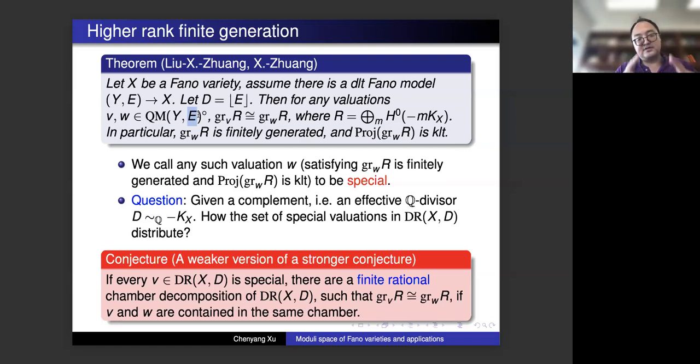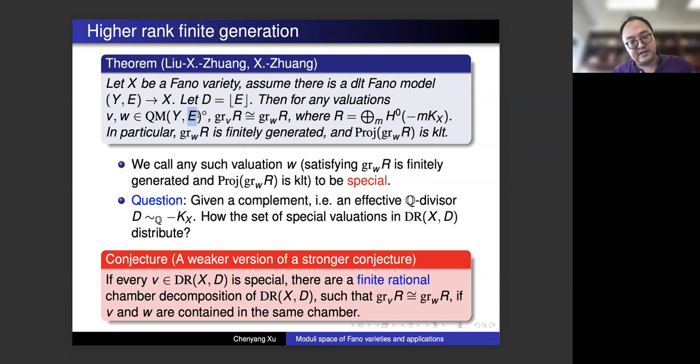And then this dual complex looks like a simplex. So the theorem says if I have different valuations V and W inside this simplex, the induced graded rings are actually isomorphic with each other. In other words, V and W just differ by some grading, but the graded rings, as abstract graded rings, are completely isomorphic. So particularly this concludes that it's finitely generated, and with a little bit more work, you can say that the central fiber is KLT.